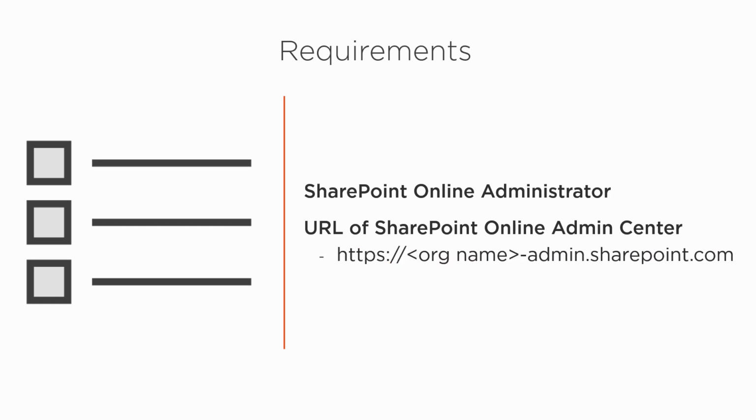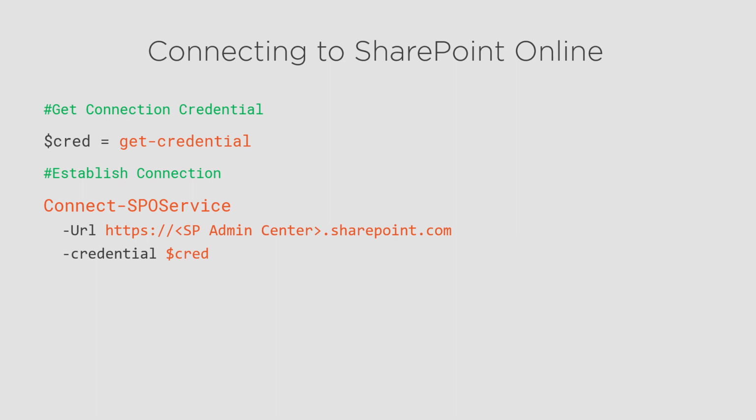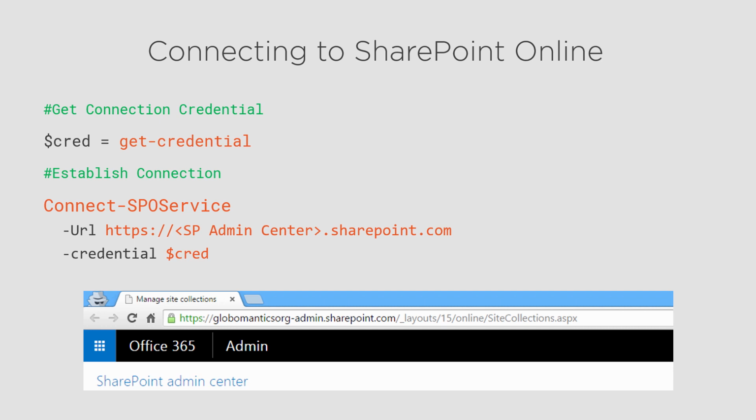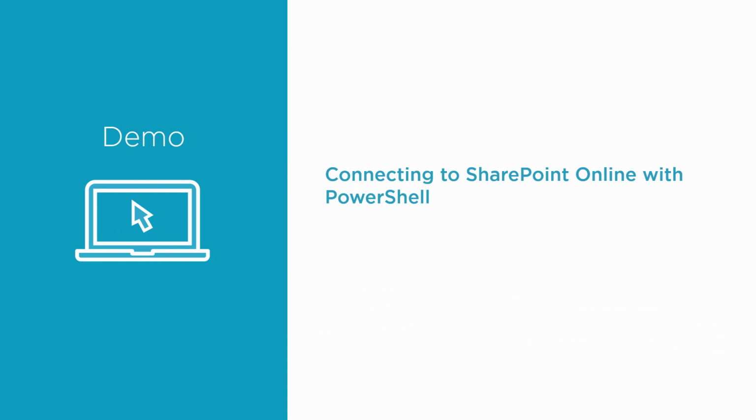-admin.sharepoint.com. To connect, you need to get your credential as before and then run the Connect-SPOService PowerShell commandlet, give it the URL of the SharePoint Online Admin Center, which in this example that we looked at is globalmantics.org-admin.sharepoint.com, and give it the credential. It's that simple. So now let's go to the lab environment again, connect to SharePoint Online using PowerShell, and look at some basic commandlets.